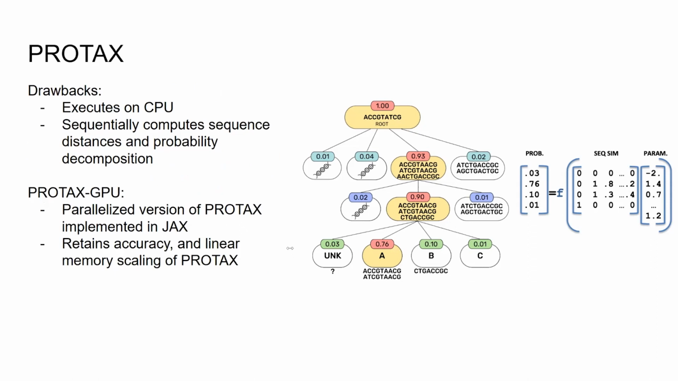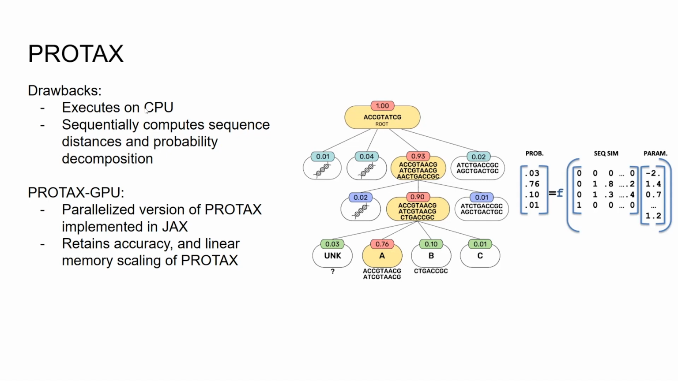So in terms of drawbacks of PROTAX, the implementation of PROTAX currently executes only on the CPU, and it sequentially computes the sequence distances and probability decomposition. And as our dataset grows in size, the computational time taken by it increases proportionally to the number of entries that we contain in our database.